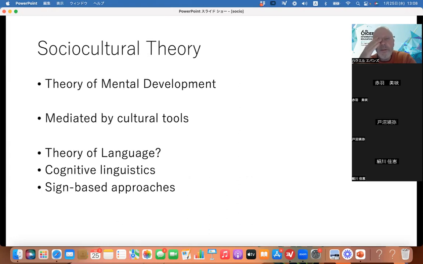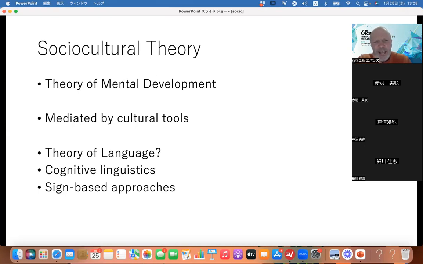And sociocultural theory isn't really like that. I mean, sociocultural theory isn't really a theory of language so much. It's not really a theory of second language acquisition. It's actually a theory of mental development, right? And the basic idea with sociocultural theory is that it's mediated by cultural tools.